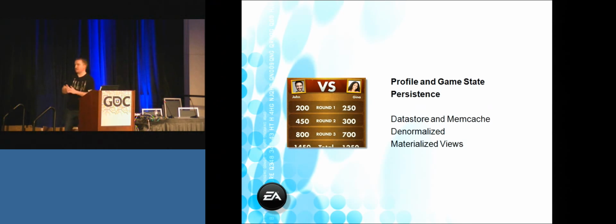Okay, first, the easiest feature, your profile and game state persistence. It looks pretty simple, okay? You just call the data store API, you store your data, and that's it. Problem solved. But not so fast. You have to be careful with the design of your persistence. As I said, you have to denormalize your data to optimize the operations and lower your cost. And you have to design the persistence by looking at the use case.